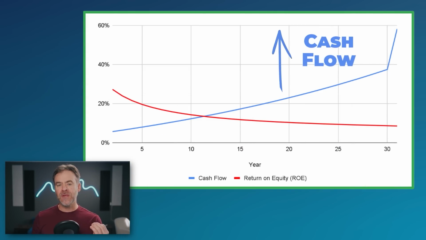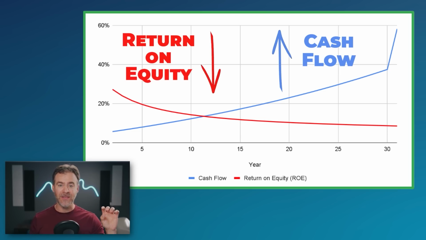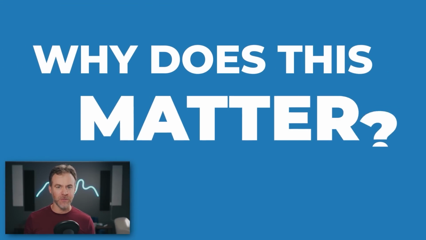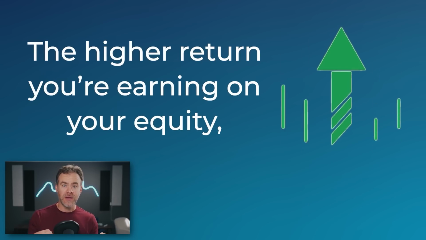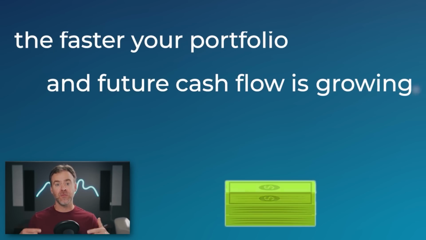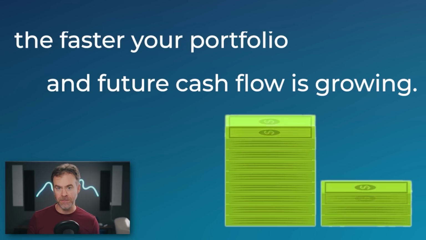But what you don't understand is that beneath the surface, your return on equity is actually going down every year. And that's the red line. So it actually starts out oftentimes in the high double digits, but the return on equity starts going down every single year. All right, you might be saying, Chris, why does this matter? Because the higher percent return you're earning on your money or on your equity, the faster your portfolio and your future cash flow is growing. So I will break this down over the next couple of minutes.